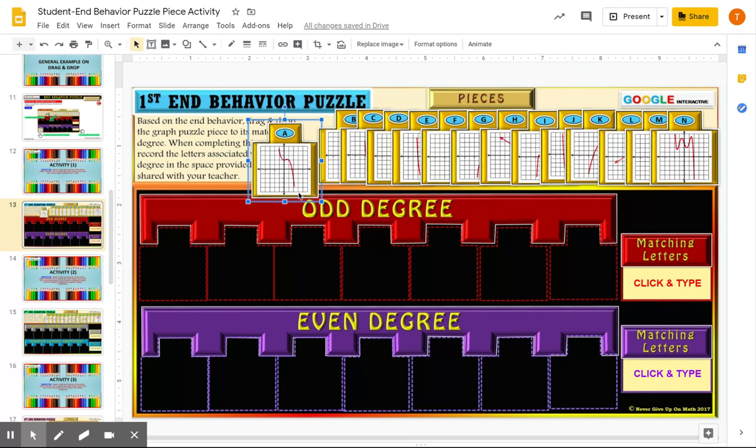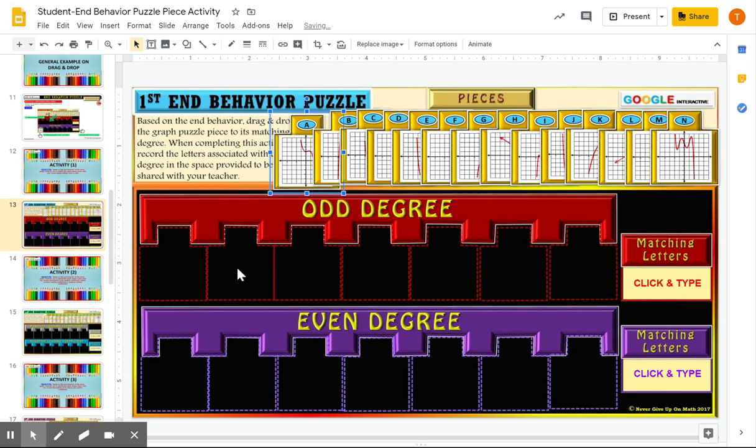You have to determine based on our notes from last week, does that go with an odd degree or does that go with an even degree? And then you just keep going through them. If I look at B, B is going down on the right, down on the left, up on the right. So you need to make the decision if that's even or odd.